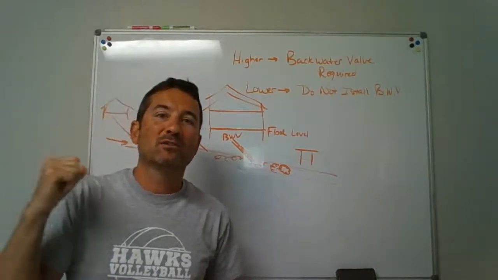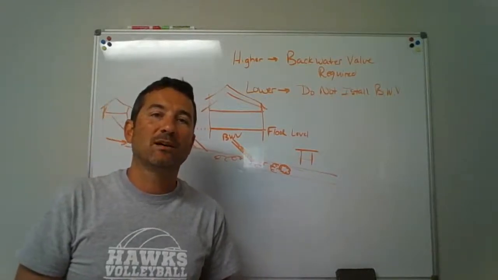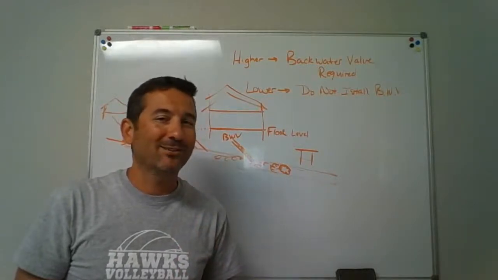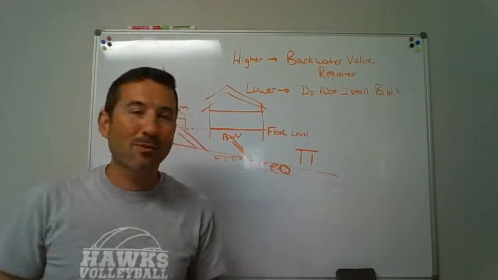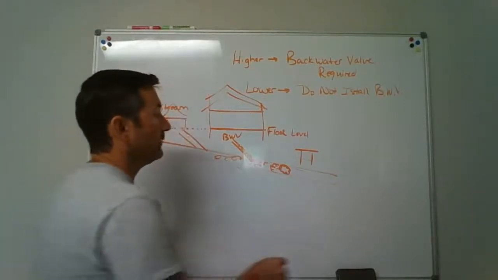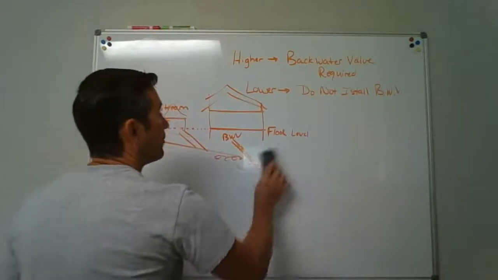I had the head plumbing inspector for Winston behind me, and I glanced back at him. I said, is that going to fly with you? And he just shook his head no. He's like, no, he's going to go by that code book. So that's what it says. Only put one in there if you need it. And that's when you need the backwater valve.